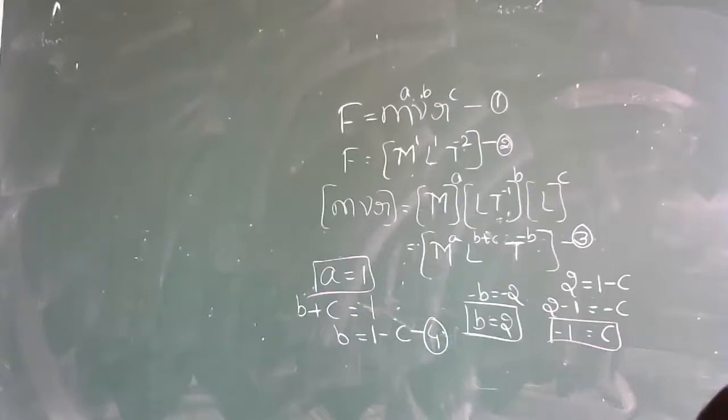B plus C is equal to 1. Therefore, B is equal to 1 minus C. C value how you will get? From equation 4. From equation 4 what you can do? B is equal to 2 is equal to 1 minus C. Therefore, 2 minus 1 is equal to minus C. Therefore, 2 minus 1 is 1 is equal to minus C. Therefore, you will get C is equal to minus 1. Is it right?